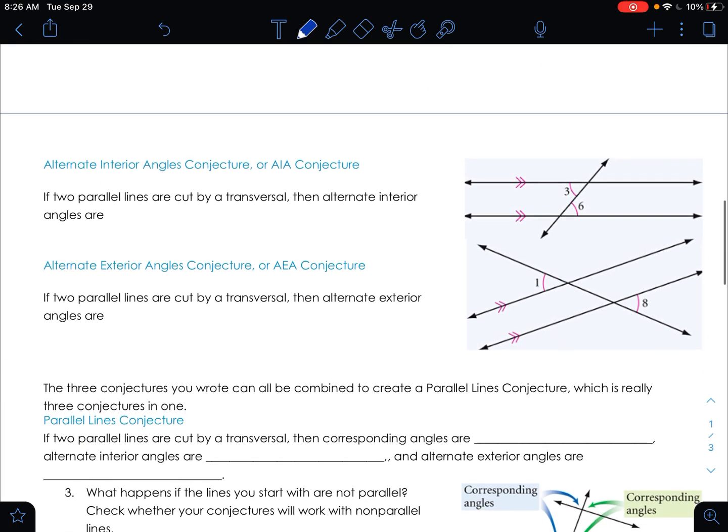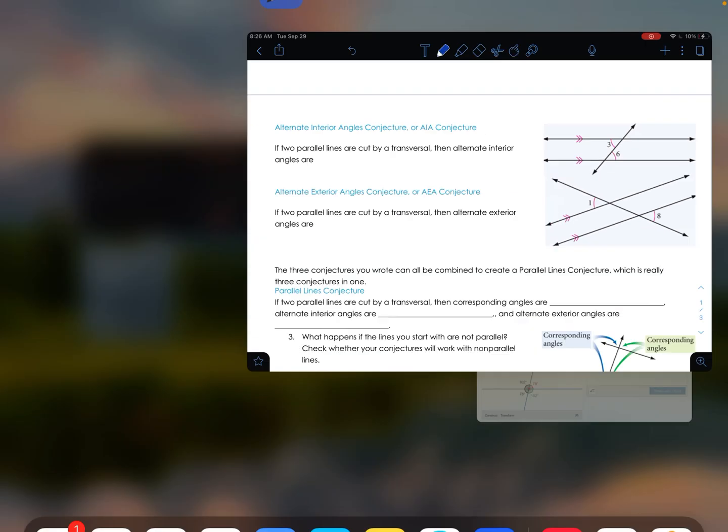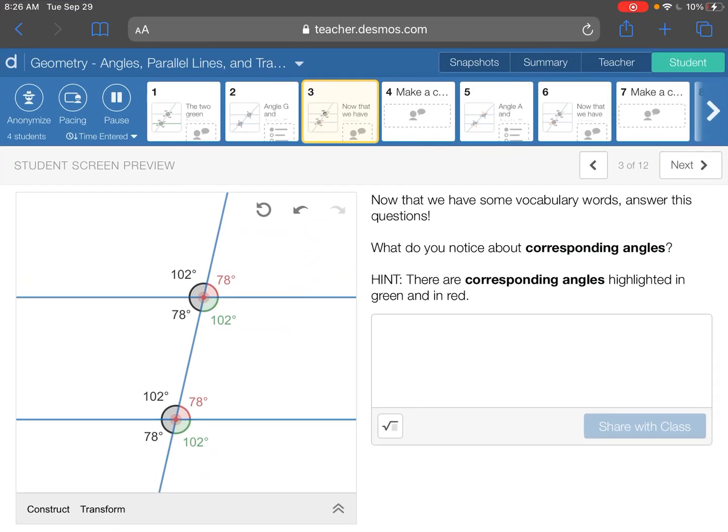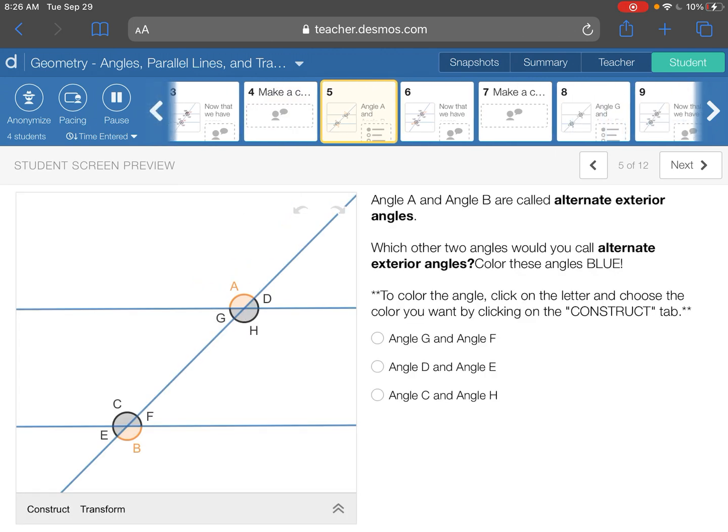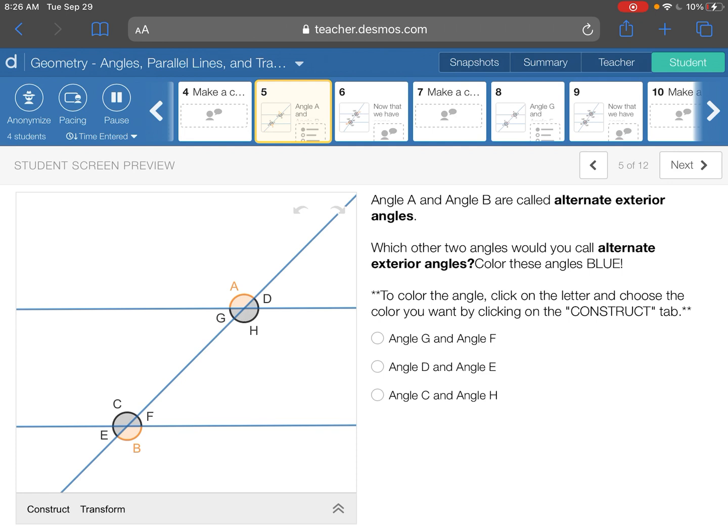The next type of angle we talked about were alternate interior angles. So we're going to come back to the Desmos activity, and I have alternate exterior angles first, so we'll take a look at those. Angle A and angle B are alternate exterior angles because they are on opposite sides of the transversal, and they are both outside of the parallel lines. They're not in between the two parallel lines.